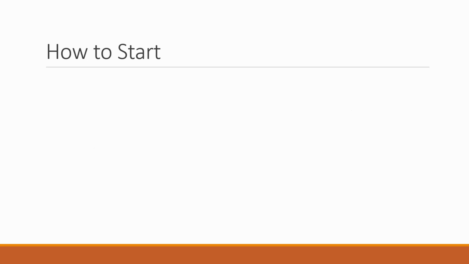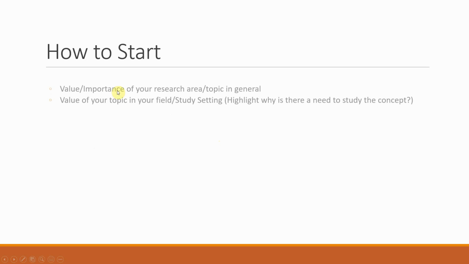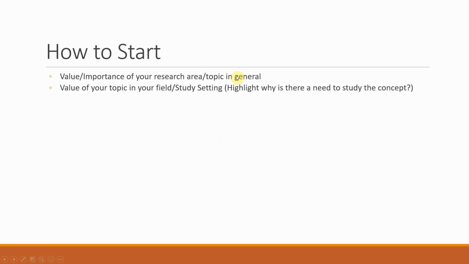Moving on, how do you start your introduction chapter? We have mentioned that we write about the value and importance of the area, topic in general. We talk about the value of the topic in the field of study, or maybe if we are focused on a particular study setting, we write about how this particular topic is important in this particular study setting. But still students get confused as to how to start writing. Where shall we start? We've got an independent variable, we've got a dependent variable, we've got mediating variables or moderating variables. Where do we start?